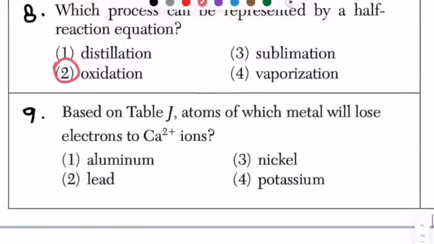Based on Table J, atoms of which metal will lose electrons to the calcium ions? So we are looking at something that is more active than calcium. So just go to Table J, look for the option that is more active than calcium.